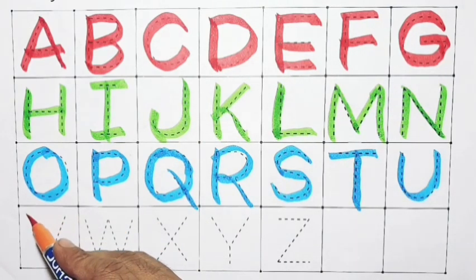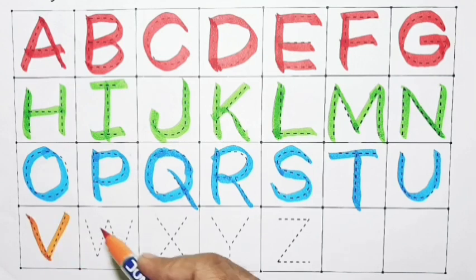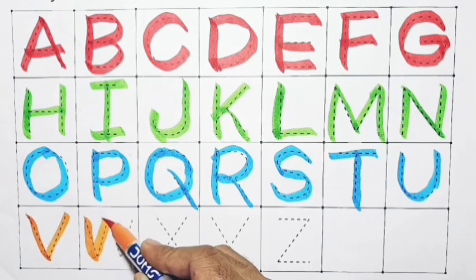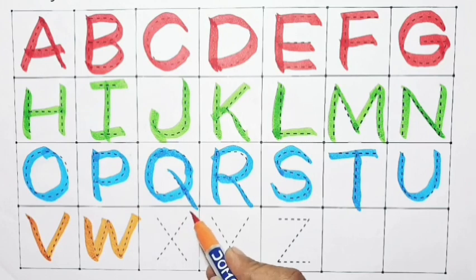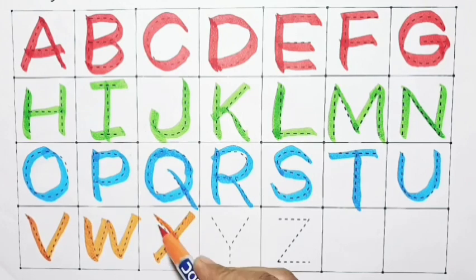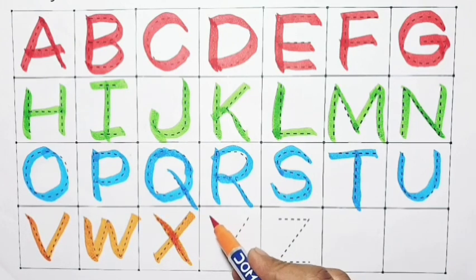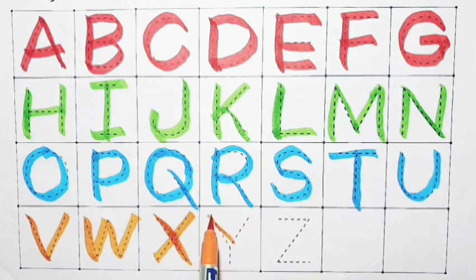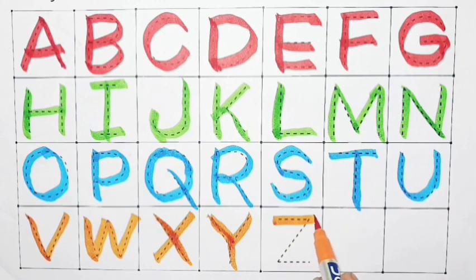Orange color. V, V for van. W, W for watch. X, X for Xmas tree. Y, Y for yak. Z, Z for zebra. Thank you.